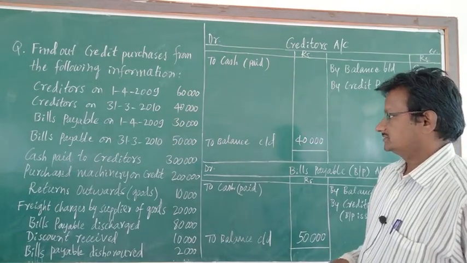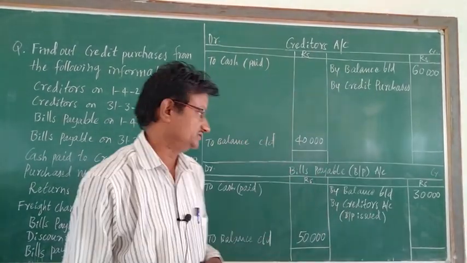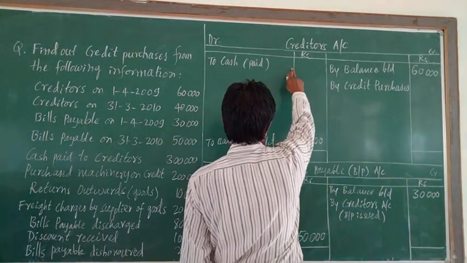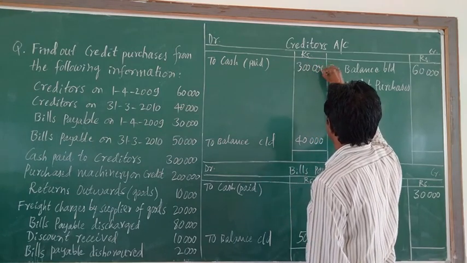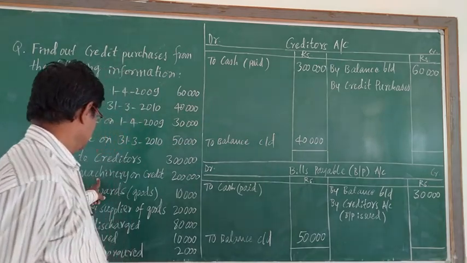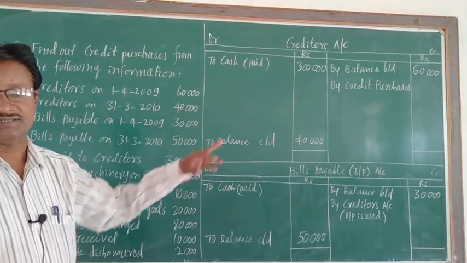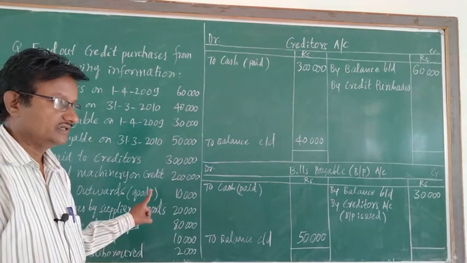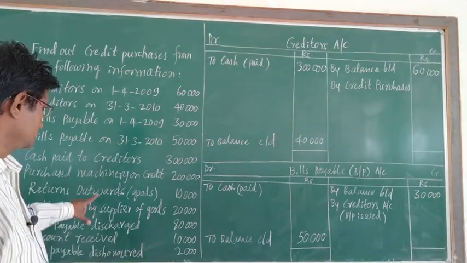Next item is cash paid to creditors, 3 lakh rupees. It should be entered in creditors account as to cash paid, 3 lakh rupees. Next item, purchased machinery on credit, it is not related to creditors account. It is entered in the journal proper because it is purchase of an asset on credit, not goods.